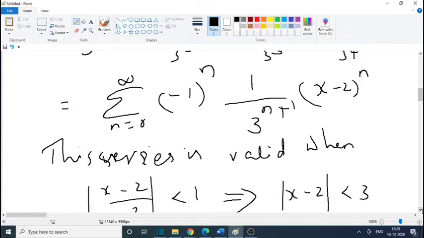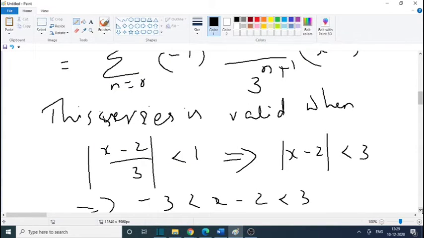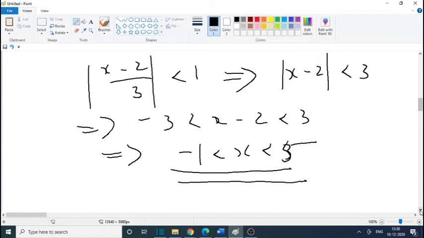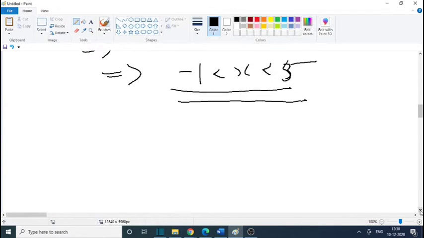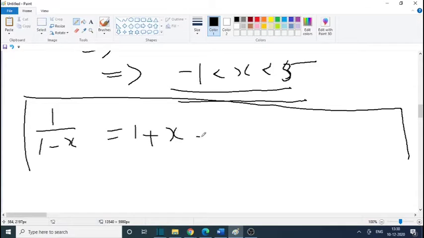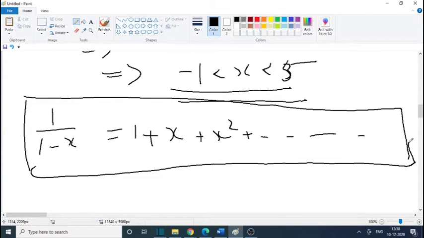This series is valid when mod (x minus 2) by 3 is less than 1, which implies mod (x minus 2) is less than 3, which implies we have minus 3 less than x minus 2 less than 3, which means minus 1 less than x less than 5. Here we use the formula 1 by 1 minus x is equal to this series, 1 plus x plus x squared plus etc. This series expression we have used in this problem.